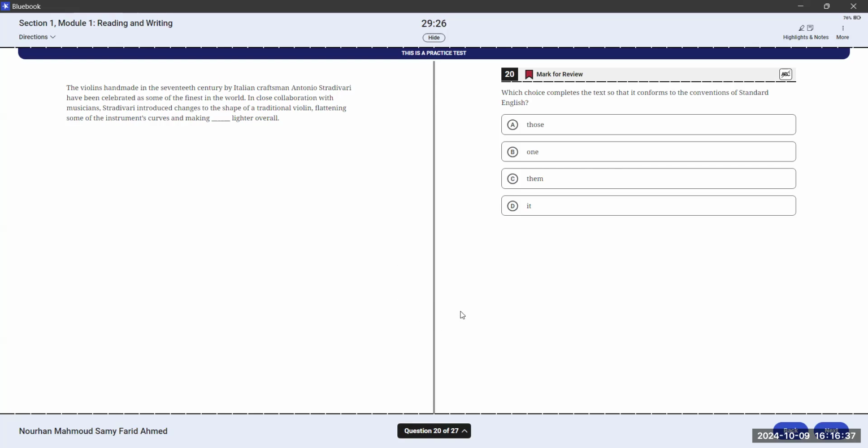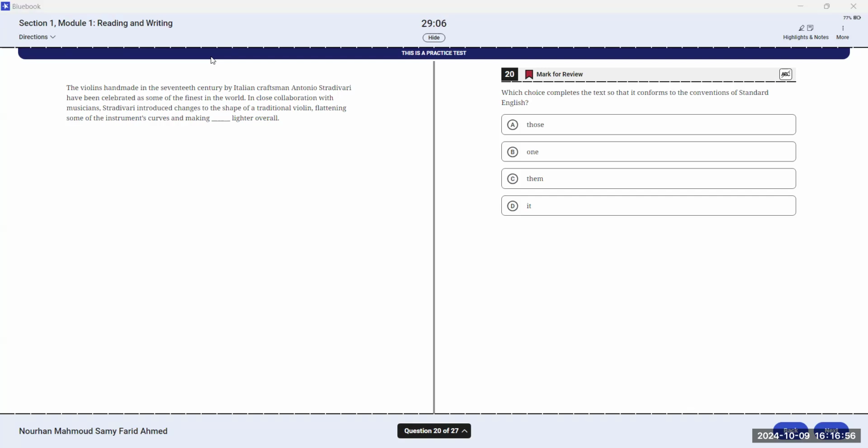Have you created an account on College Board yet? Yes or not yet? Okay, better create your account with one of your parents. Yes, Mariam, can I ask a question? What's the name of this application? It's Blue Book.